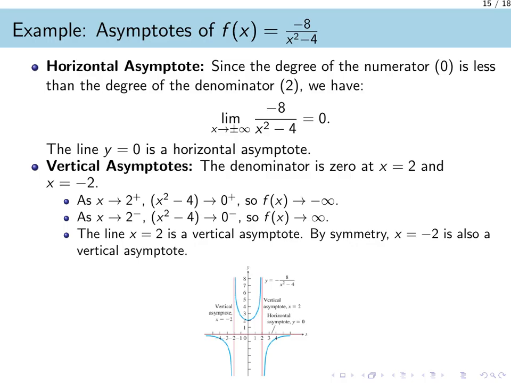We can analyze the behavior by looking at one-sided limits. For instance, as x approaches 2 from the right, the function goes to -infinity, confirming that the line x equals 2 is a vertical asymptote. Since the function is symmetric, the line x equals -2 is also a vertical asymptote. By analyzing the limits at infinity and the points where the denominator is 0, we can fully identify all the asymptotes.